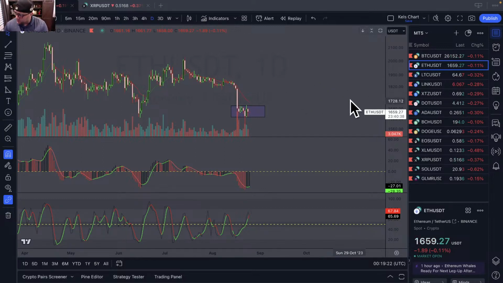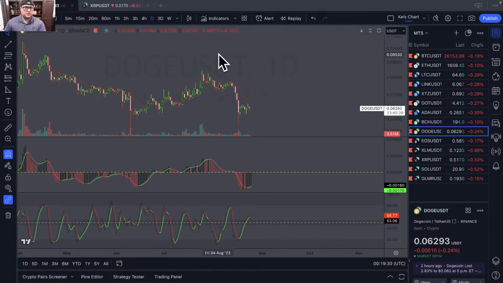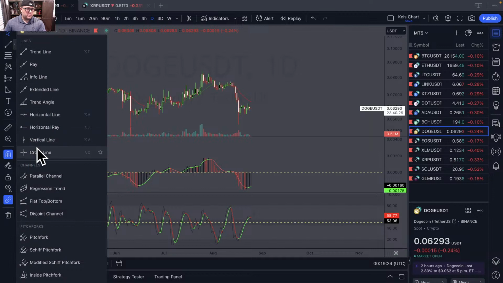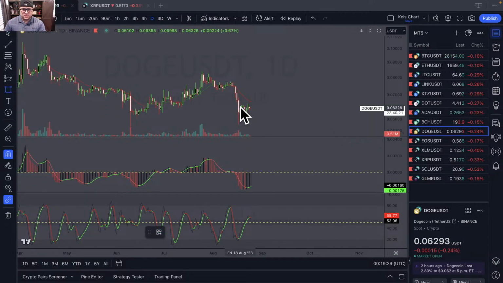But yeah, you want me to look at Doge? All right, let's go look at Doge. All right, so here's Doge on the day chart. You can see, let me get my little tool out. You can see that we're definitely in the middle of a box and trying to push up for the trying to make higher highs, but that's not going to happen.